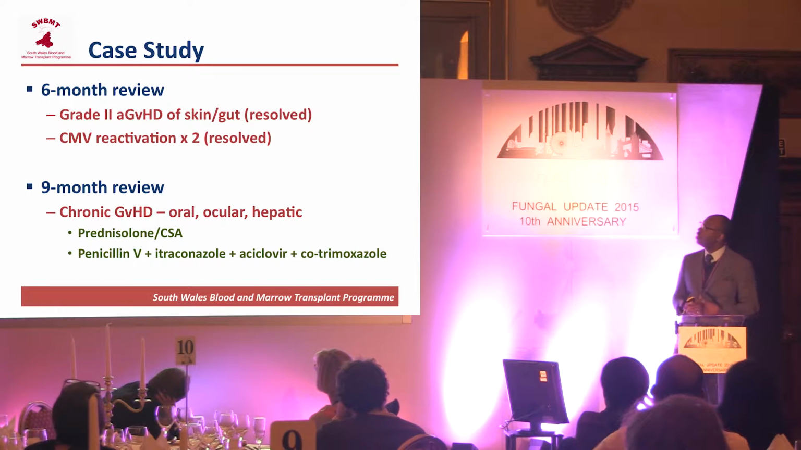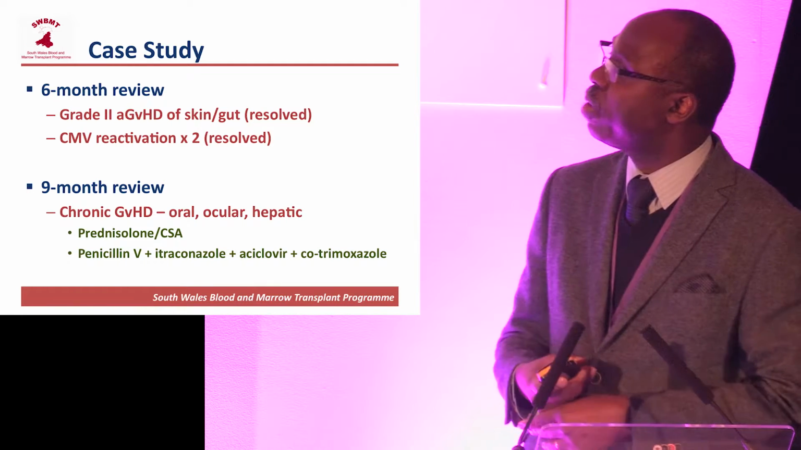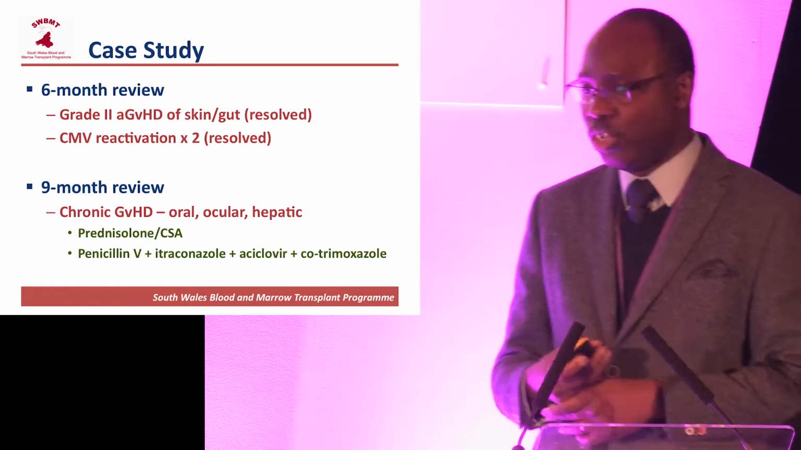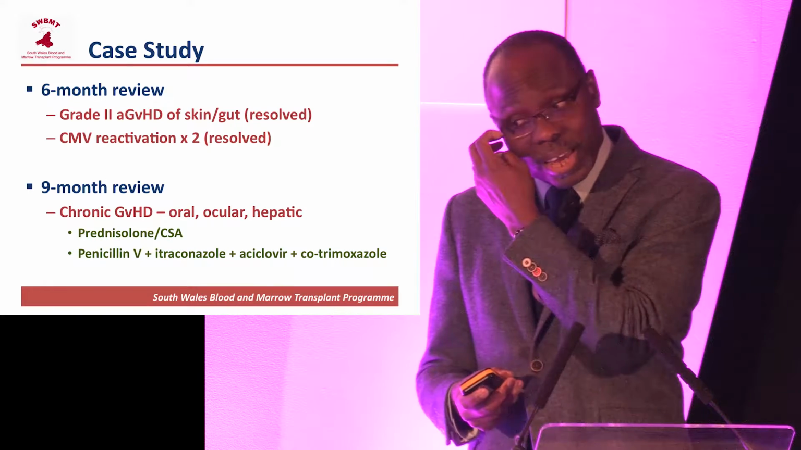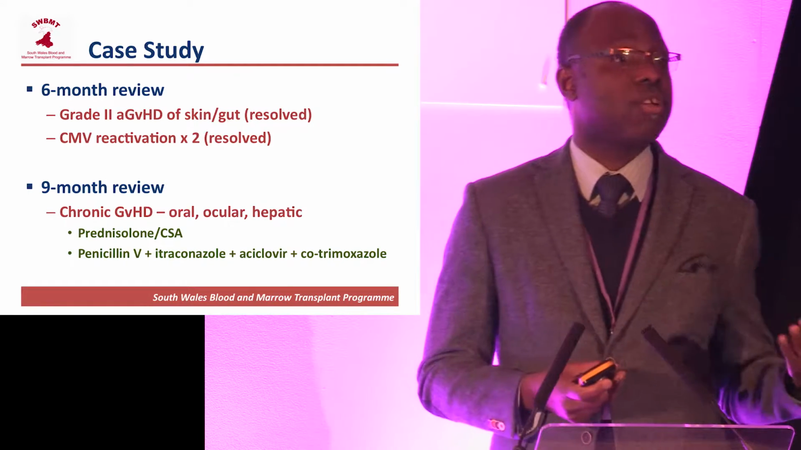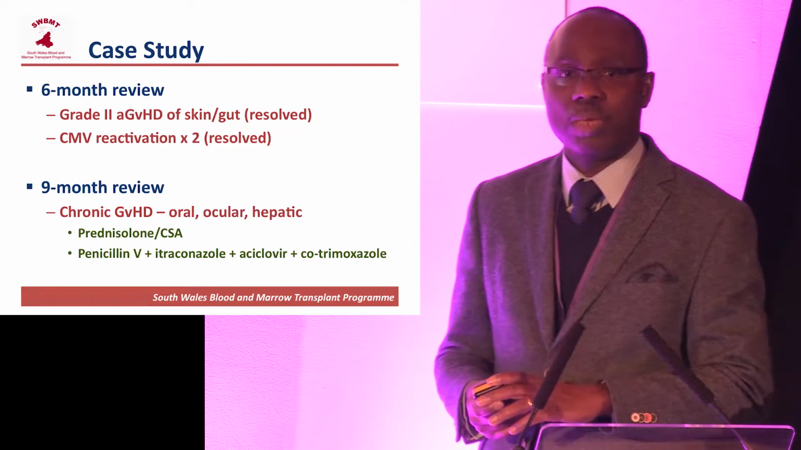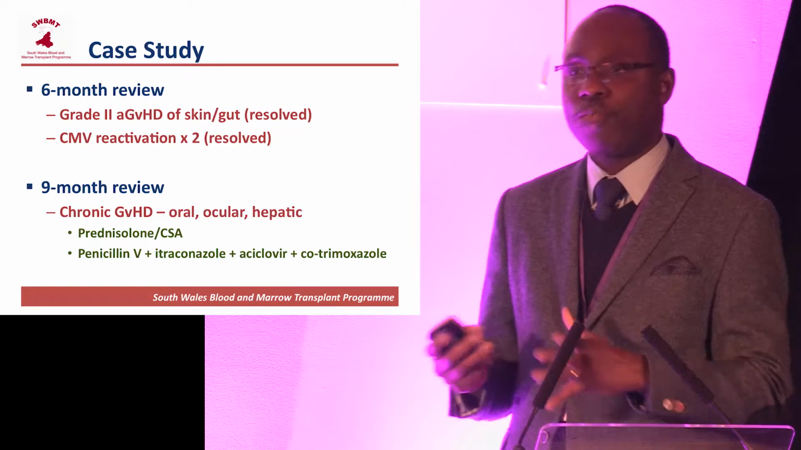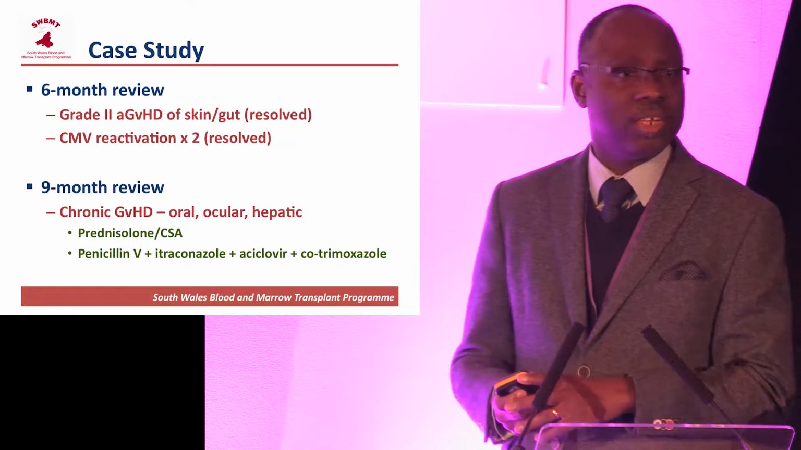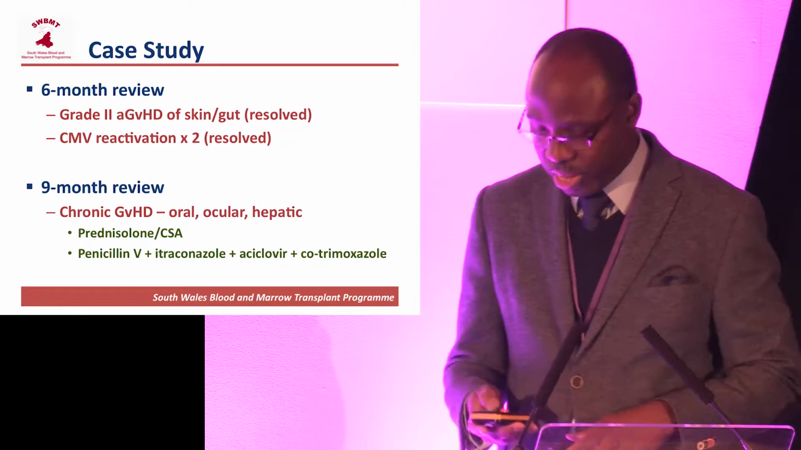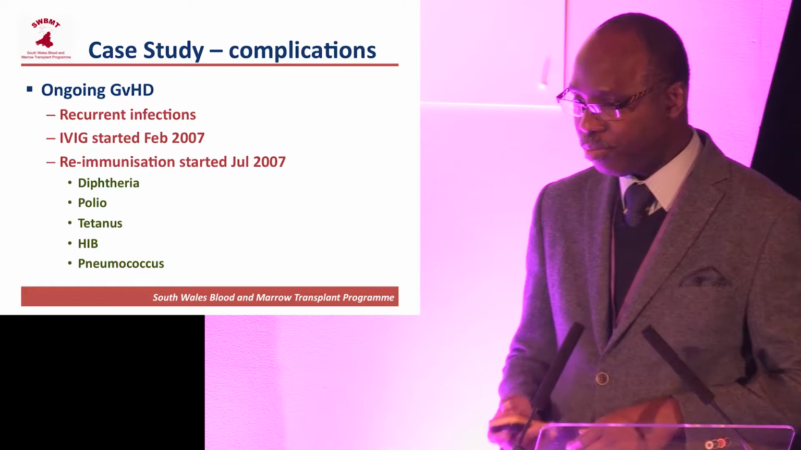At 6 months, he had had prior acute graft-versus-host disease, which had resolved. He had two episodes of CMV reactivation, which had resolved. But by 9 months, he now had evidence of chronic graft-versus-host disease and was restarted on immunosuppression. We have a four-drug prophylactic cocktail for patients with chronic GVHD, as is shown on the slide.